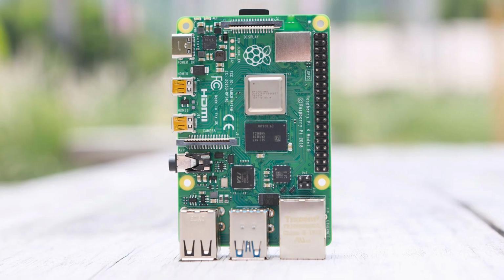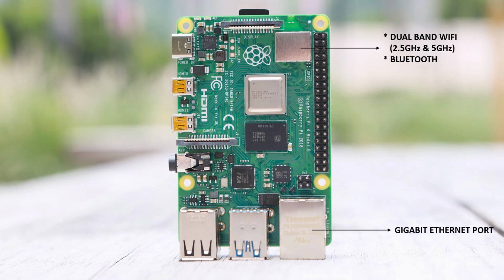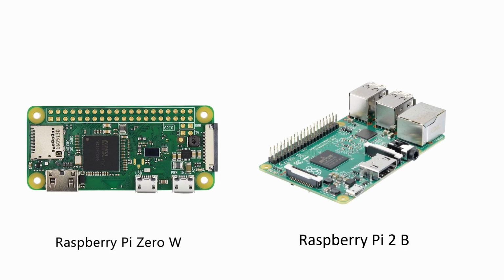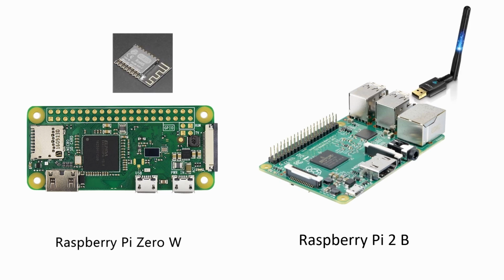Most Raspberry Pis after version 3 come with inbuilt Wi-Fi, Bluetooth and a gigabit Ethernet port, which supports high-speed internet connectivity. Older Raspberry Pis do not have onboard support, but an additional Wi-Fi module or external Wi-Fi dongle can be purchased to create a Wi-Fi hotspot or access point.